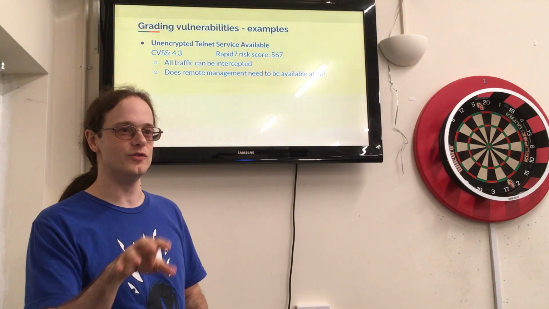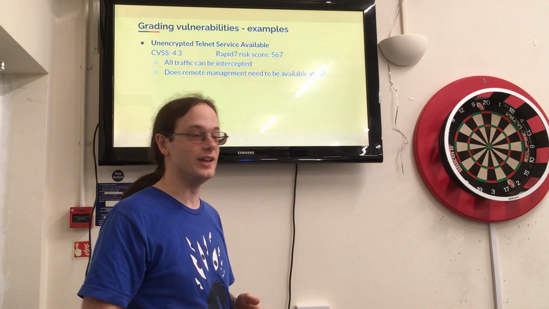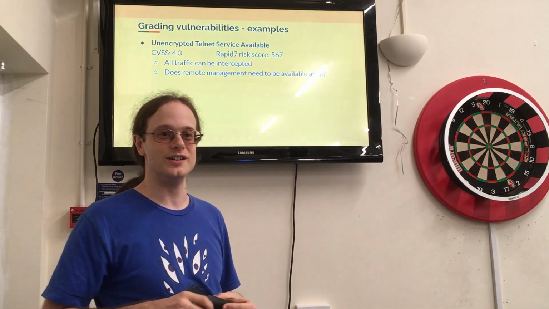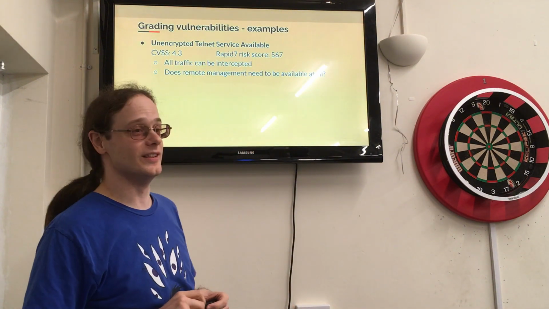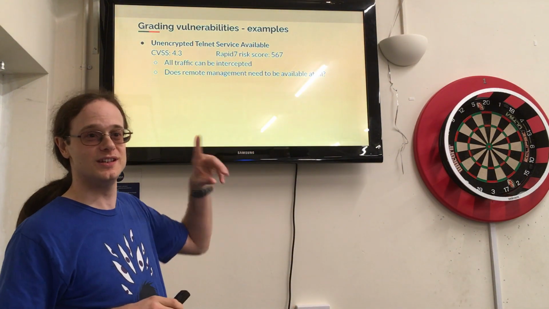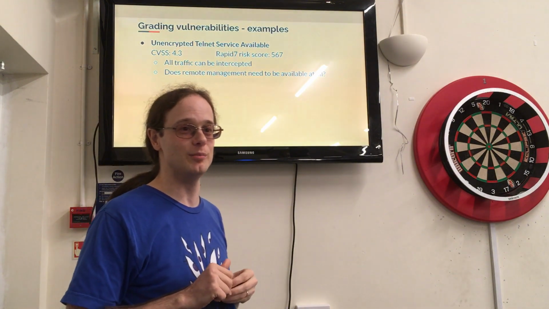Because then the risk is gone, the vulnerability is gone, everybody's happy. People that like looking at graphs look at nice graphs because the line is going down. So you've got to consider that. Because telnet is unencrypted, you could intercept that traffic and read it in the plain.